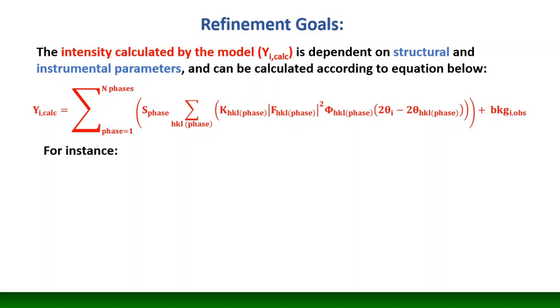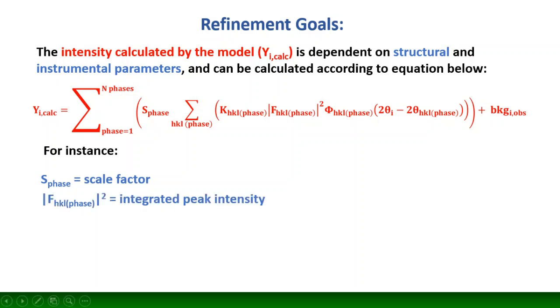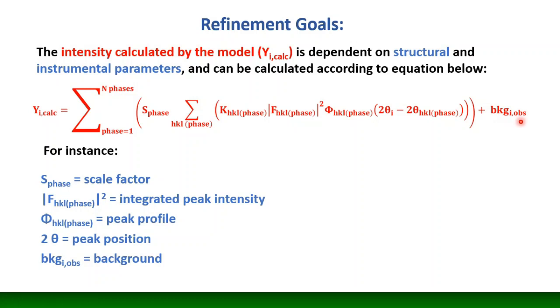Okay? The intensity of each point that is calculated by the refinement depends on many factors. In general, those factors are structural and instrumental parameters. Here on the screen we have an equation that tells how we can calculate the intensity for each one of the points. There are many parameters that you can see in this equation. For instance, this S phase means the scale factor. Then the modulus of F_hkl for phase squared is the integrated peak intensity. Then you have the peak profile, which is related to the peak shape. Then you have the peak position shown here as well. And then we have a component from the background.